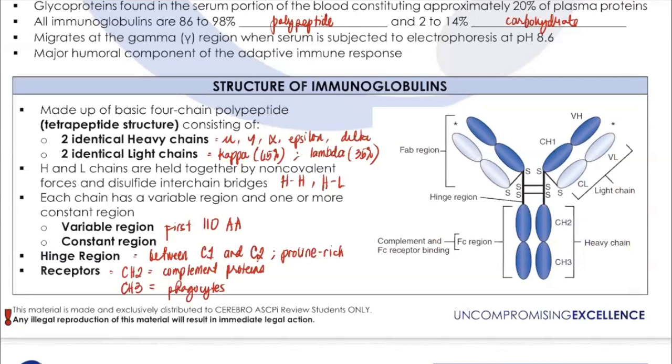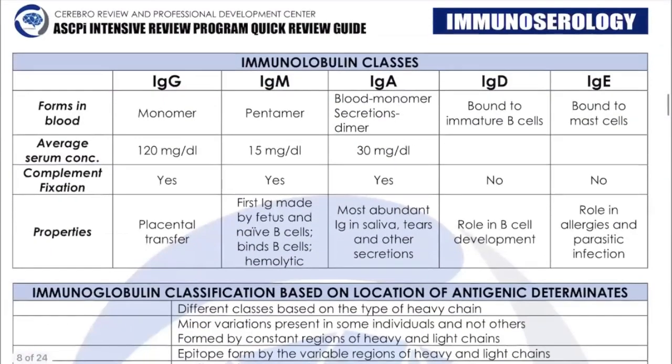Okay? Now, let us talk about the 5 immunoglobulin classes. These are the forms that are found in the blood. We have IgG, IgA, IgD, and IgE. These are monomers. IgA that is found in the secretions is a dimer, and IgM is a pentamer. So if it is a monomer, what is its valence?